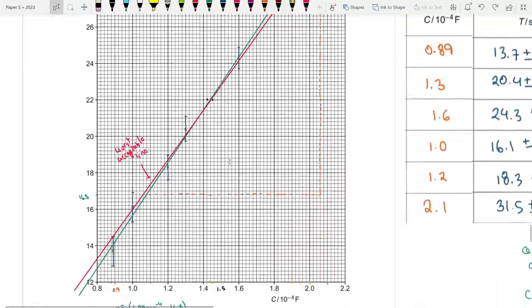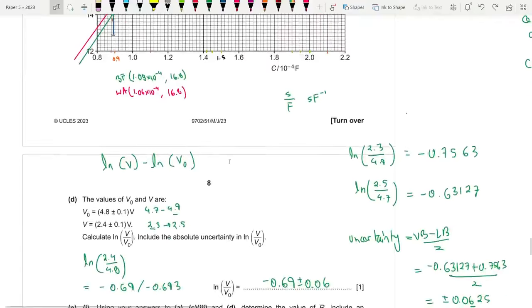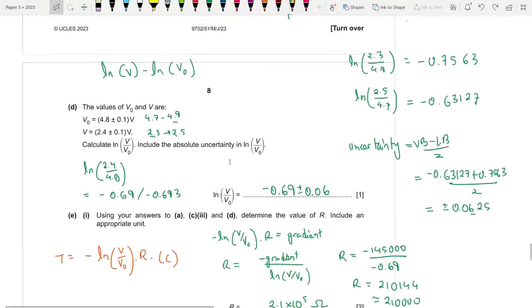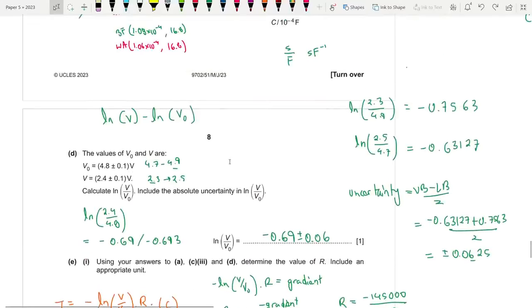Next, moving on. So next, we are asked to do this math. Let's do this. Calculate ln v by v naught and include the absolute uncertainty. So ln v by v naught, it's 2.4 by 4.8. Fine. That gives you a value of minus 0.69.